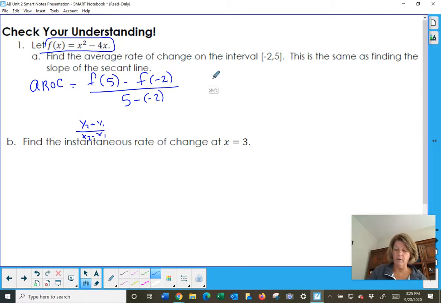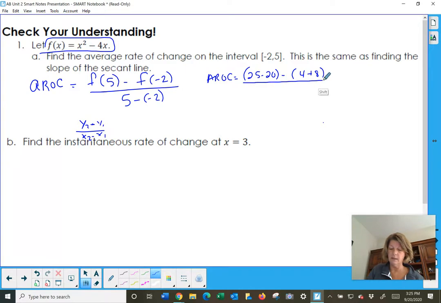Okay, so our AROC would equal, we've got to plug in 5. I'd have 25 minus 20. Take away, put in negative 2. I'd have 4 plus 8 divided by 5 plus 2.